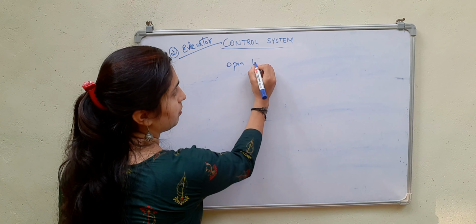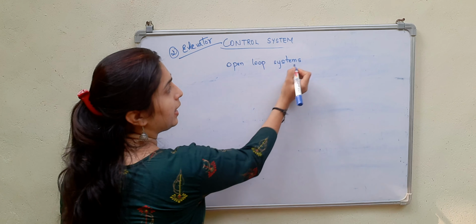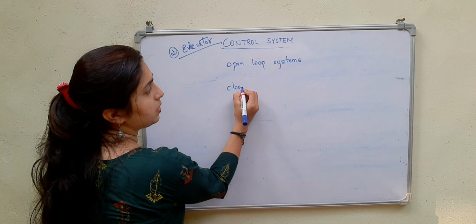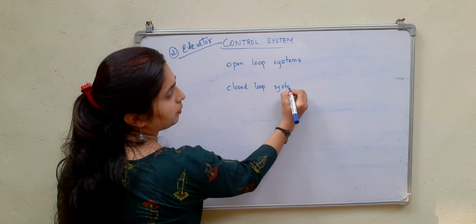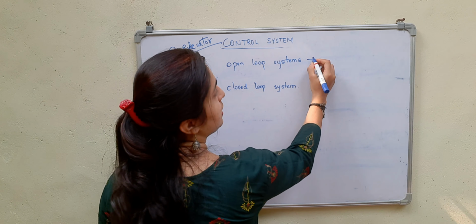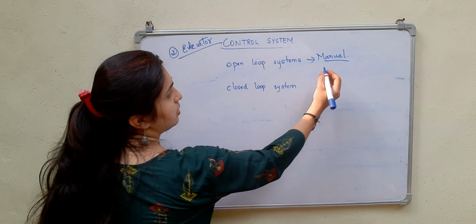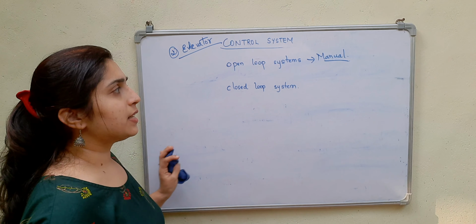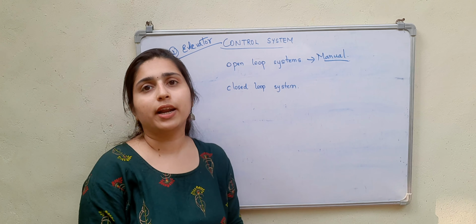Open loop systems. And the next category will be the closed loop system. The best example for manual and automatic control systems is the water tank at home.